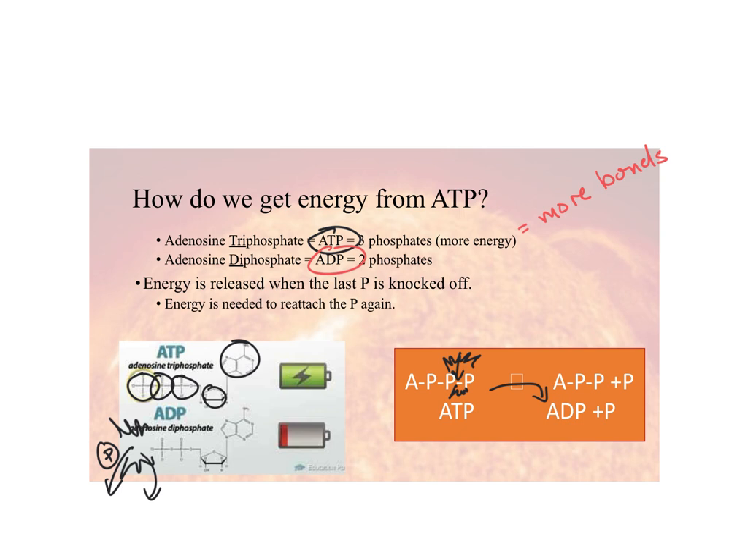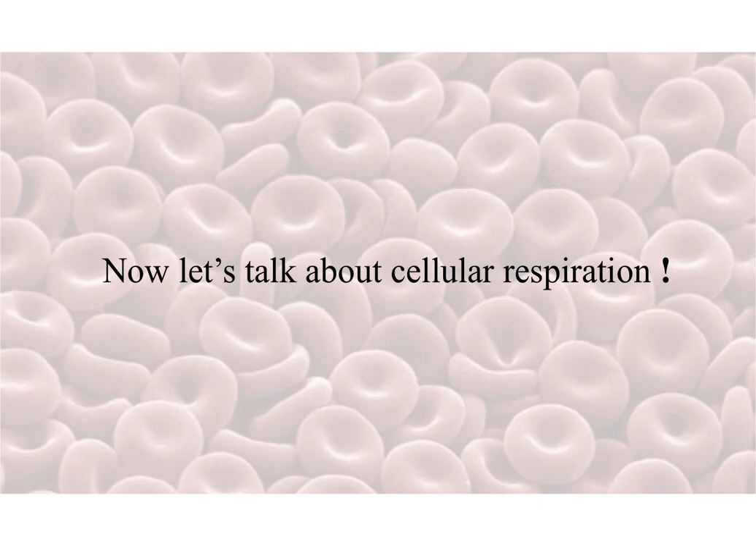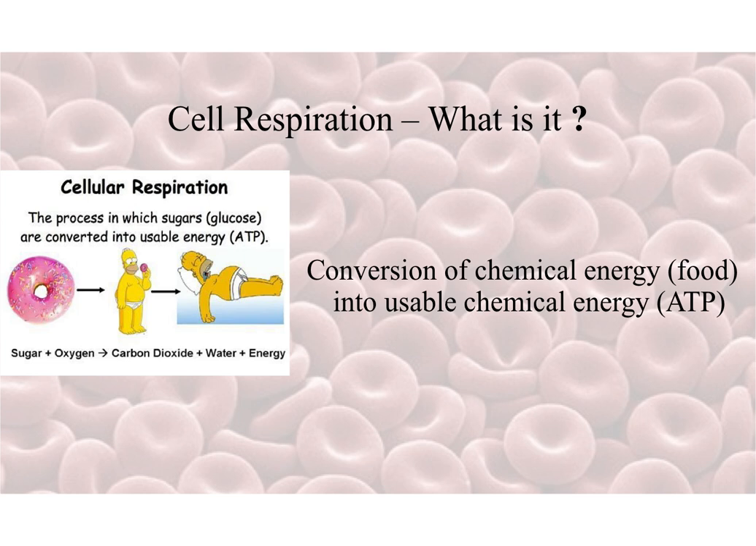All right, so how do we convert that glucose into an ATP molecule? That is what we call cellular respiration. So let's dive into it. Cellular respiration is a conversion of chemical energy, and I'm going to add this to there. When we talk about food, we're really talking about glucose. That's the main energy source, and that's what gets broken down in cell respiration to create that ATP.